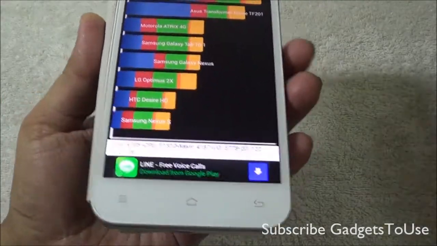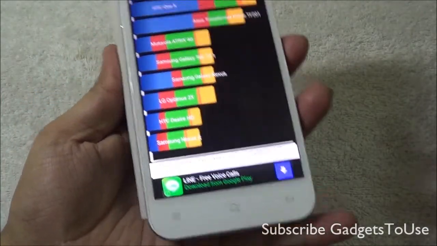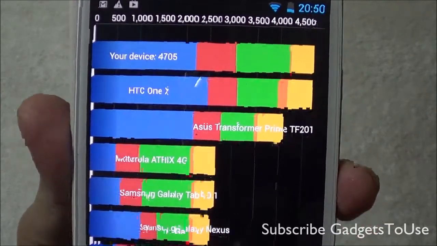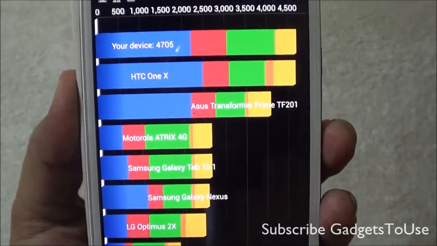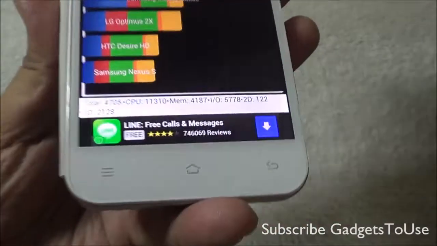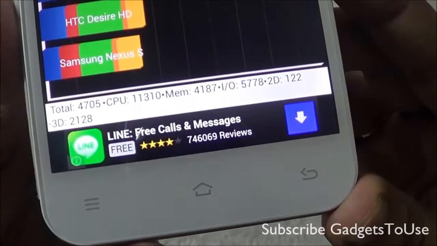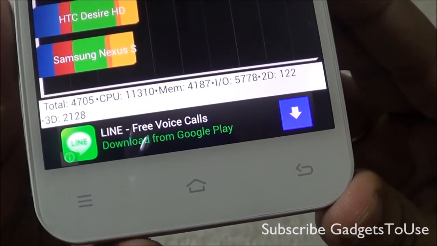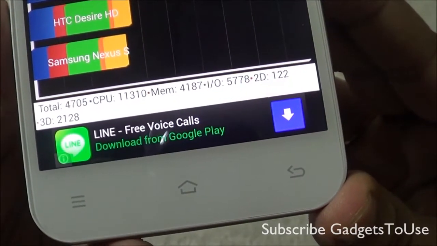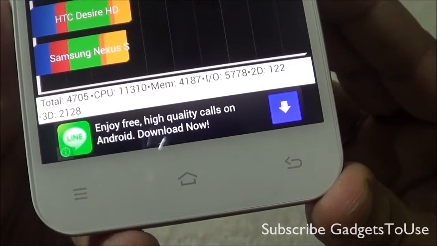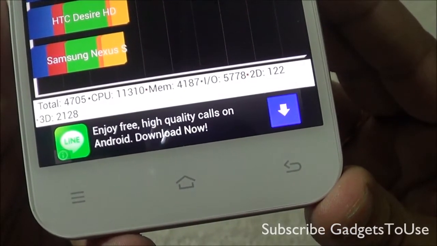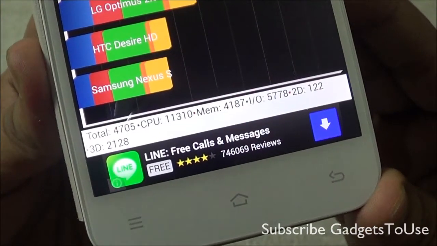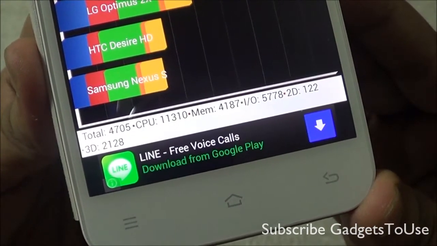Now here we have the score for the Quadrant Standard benchmark utility, and the total score is 4705. It is above all the devices, as you can see if you compare it. This is how the detailed score looks on this device. The CPU is 11310, memory is 4187, input output operations are 5778, 2D is 122, whereas 3D is 2128, and the scores look pretty impressive for this device.